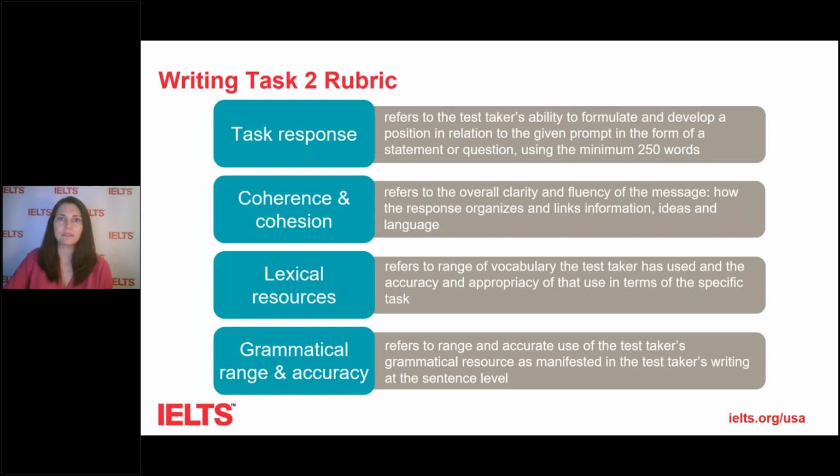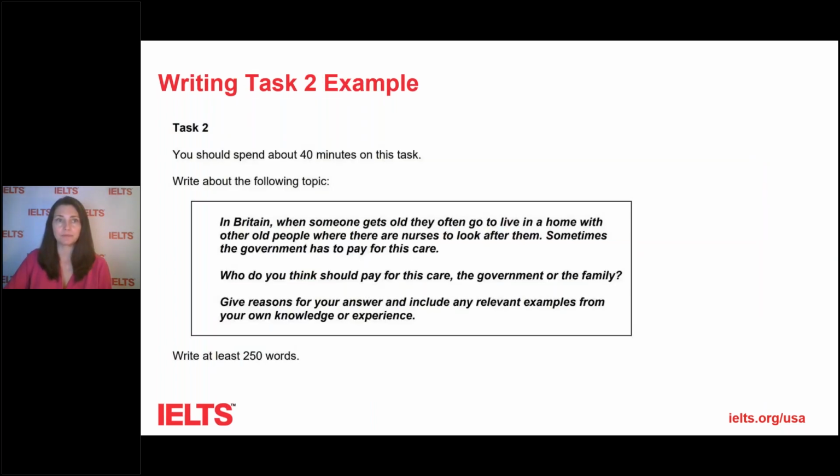Let's take a look at an example of a prompt for task 2. Here we have: In Britain, when someone gets old, they often go to live in a home with other old people where there are nurses to look after them. Sometimes the government has to pay for this care. Who do you think should pay for this care, the government or the family? Give reasons for your answers and include any relevant examples from your own knowledge or experience. Write at least 250 words.